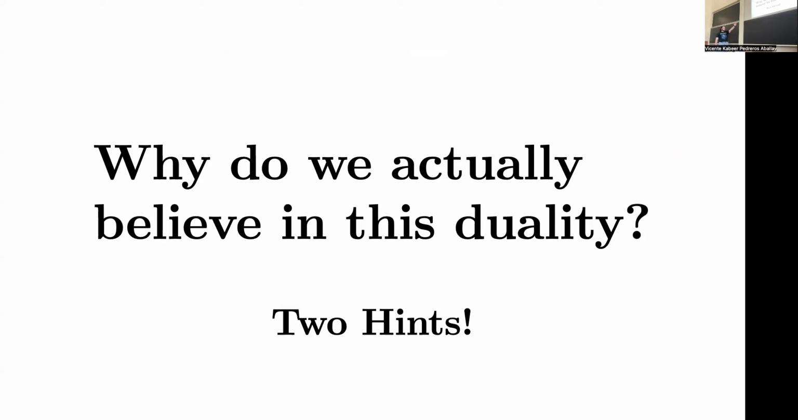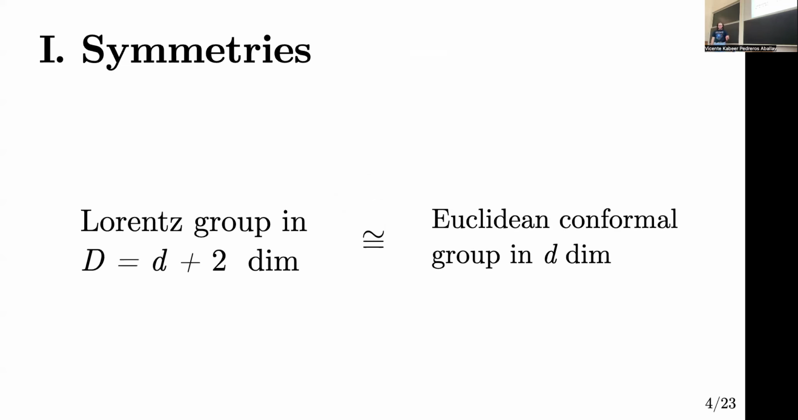Okay, so let me answer the question of why we actually believe in this duality. So yeah, I can tell you about two hints in this talk. The first one comes from the study of symmetries. You can see that the Lorentz group in little d plus 2 dimensions acts on the sphere as the Euclidean conformal group in little d dimensions.